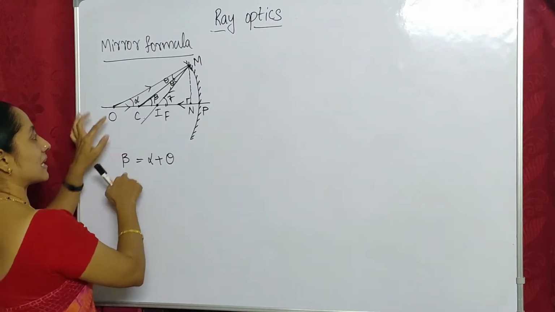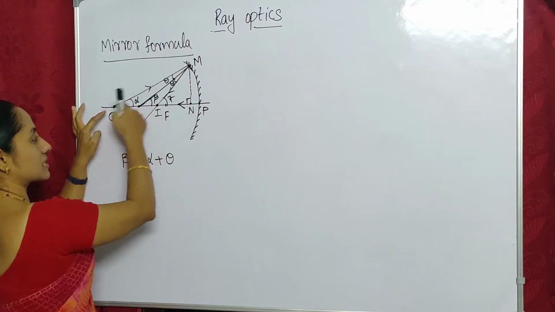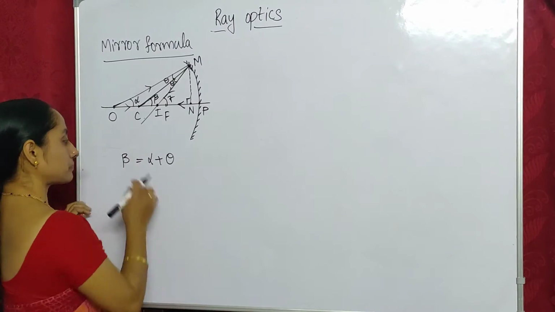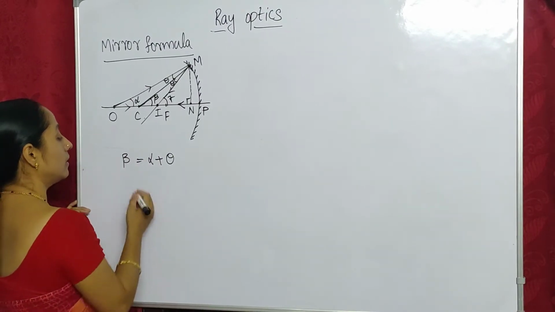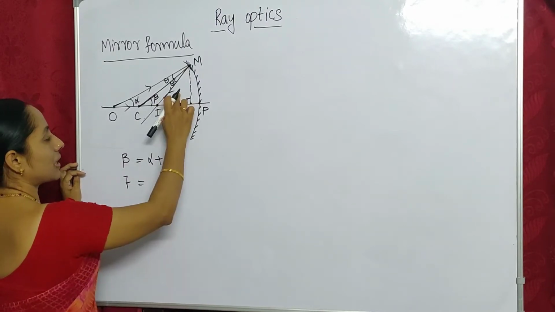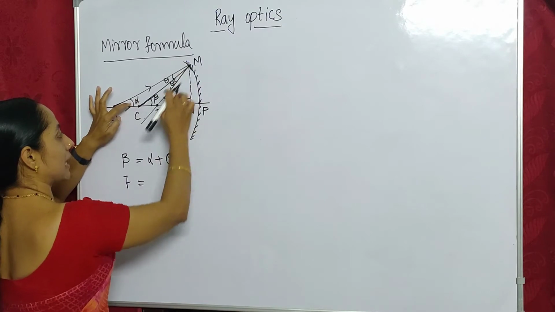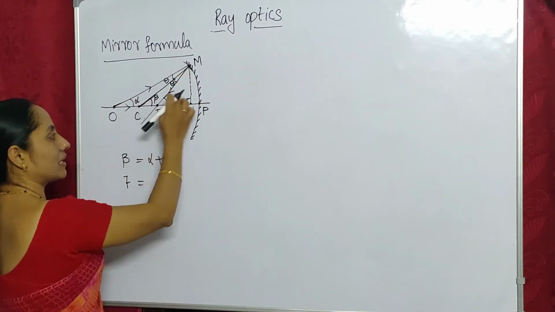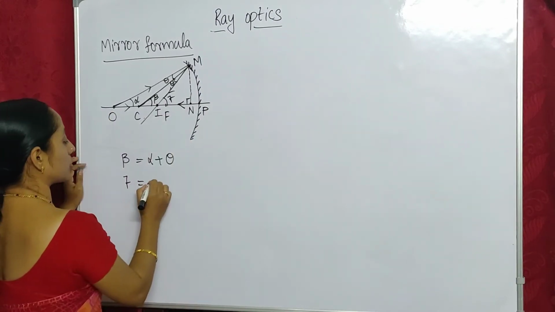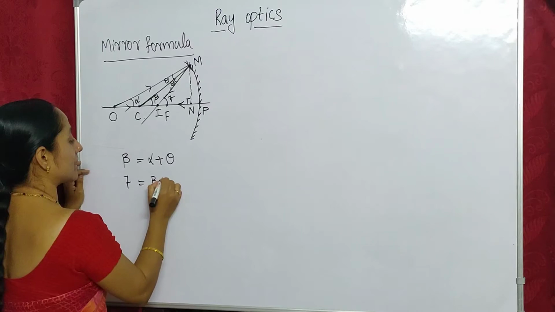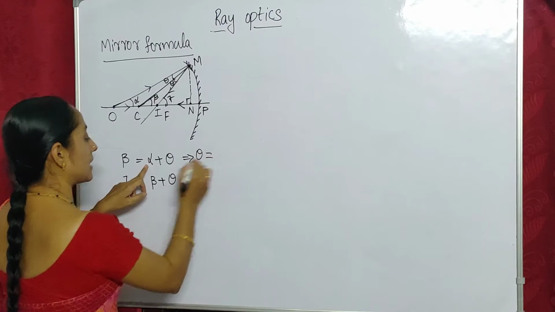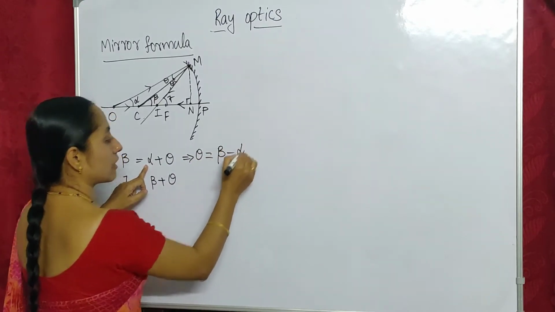Beta is the exterior angle to triangle OMC. For the triangle OMC, beta is the exterior angle. So beta is equal to alpha plus theta. Now next, if I consider gamma, gamma is the exterior angle to triangle CMI. So gamma is equal to the sum of interior angles, beta plus theta. Now from here I can take theta is equal to beta minus alpha.